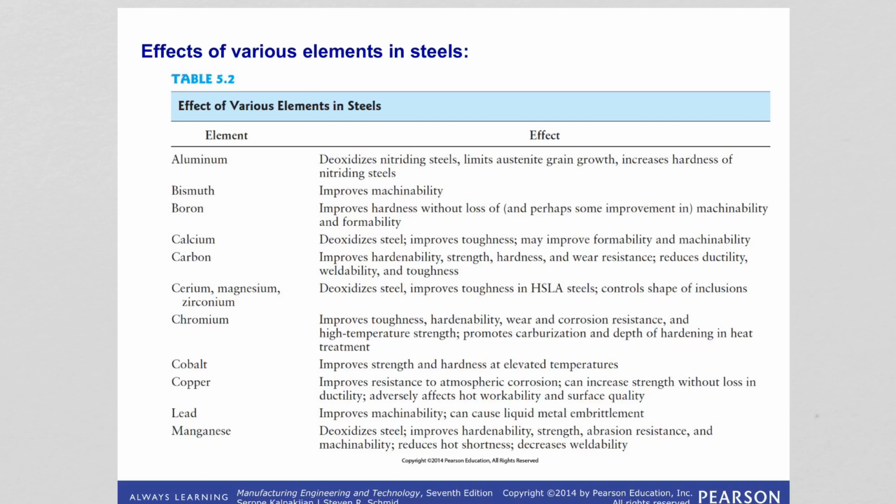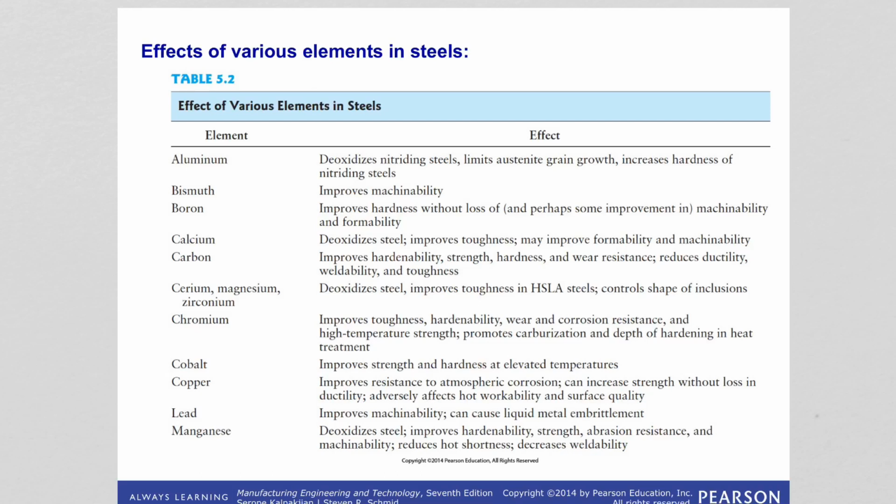And we are given in the table various elements that are added to steel. Generally speaking, the higher the percentages of these elements, the greater the particular properties they impart. For example, the higher the carbon content, the greater the hardenability of the steel and greater its strength, hardness, and wear resistance. On the other hand, ductility, weldability, and toughness are reduced with increasing carbon content.